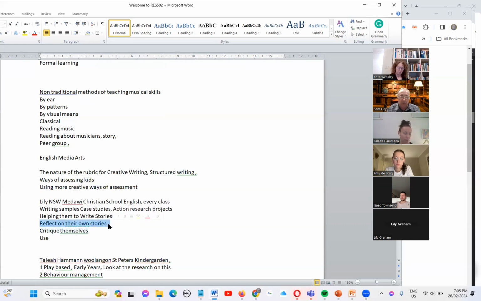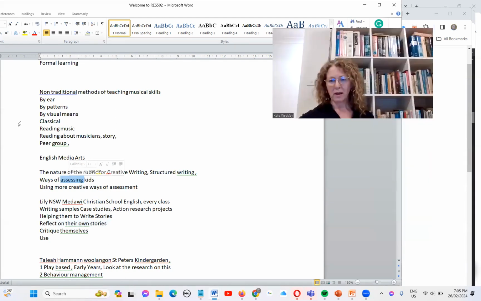Self-reflection. You could think about ways in which they reflect on their own stories and critique themselves. What sort of stimulus would help them there? And as you said, Kate, this whole method of assessment, what approaches to assessment really help them going forward? Because there are some methods of assessment that just close students down, don't they? They make them feel less about themselves and they won't go back to it if they feel crushed by the assessment.